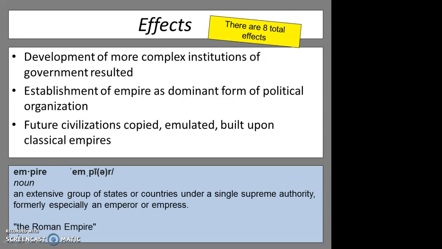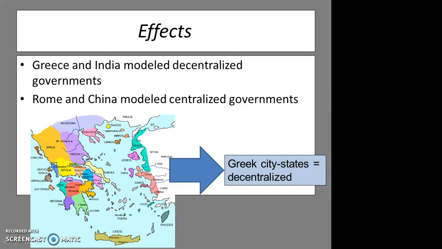You can see an empire is defined in this slide. Greece and India modeled what we call decentralized governments, in which they didn't have a common leading group. They were all their own individual entities, whereas Rome and China modeled what we call centralized government, which is what we have here in the United States. We have a federal government, much like that we have today. In a centralized government, they had one government controlling all of it. As you can see in this map, India was decentralized. They each had their own independent states.